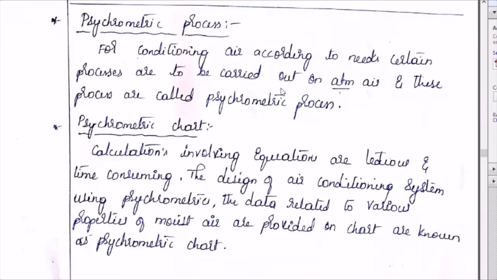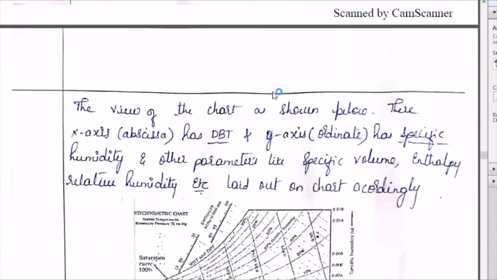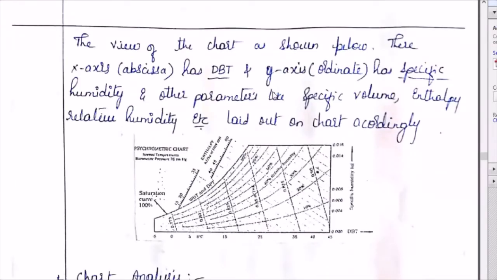How does this psychrometry chart look? Let me go to the next. In the notes itself, you can see the psychrometry chart looks like this. I think everyone has opened the psychrometry chart, the same as is present in the notes.